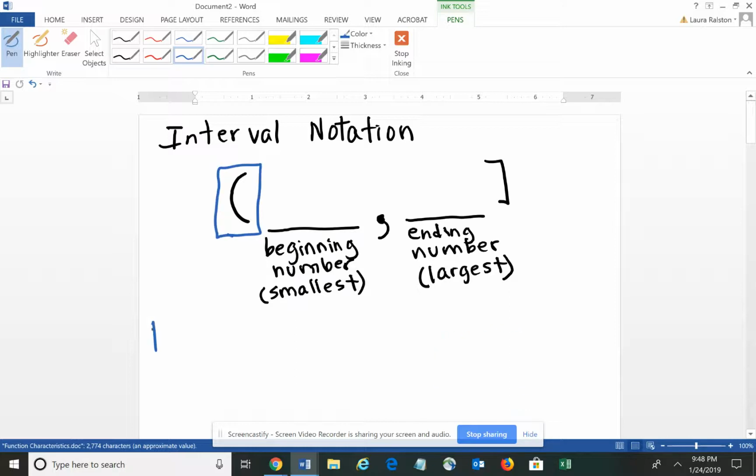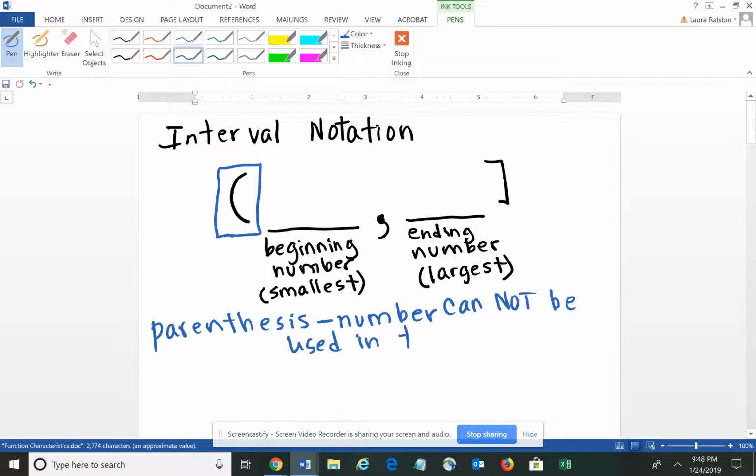The parenthesis is used whenever the number, your beginning number or your ending number, whichever end it's on, cannot be used in the equation or the inequality. And typically, this would be if you have the inequality symbols less than, greater than, or not equal.